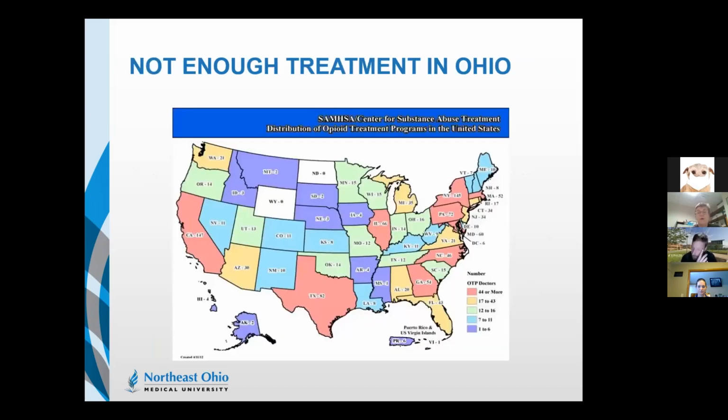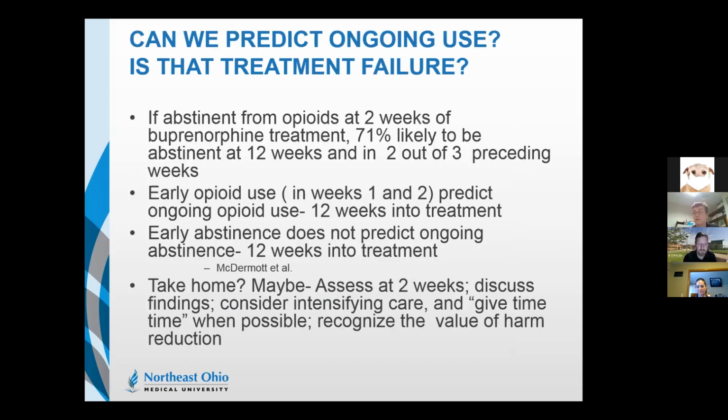There's not enough treatment in Ohio. We are one of those minty green states, which is kind of right in the middle. We have some prescribers, but not enough. We have 12 to 16 prescribers per, I think that's per 100,000 inhabitants, which doesn't mean too much. But if you look at the red states, those are high prescribing states. And if you look at the purple states, those are states that don't have a lot of prescribers, and we're somewhere in the middle trying to get more people into treatment.